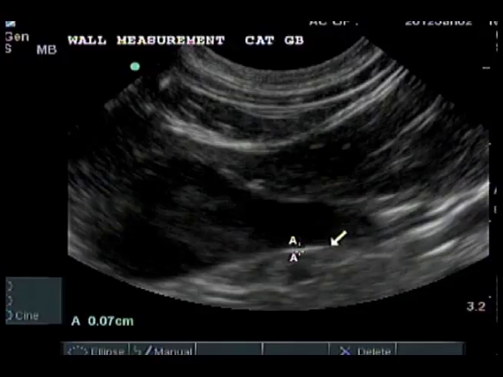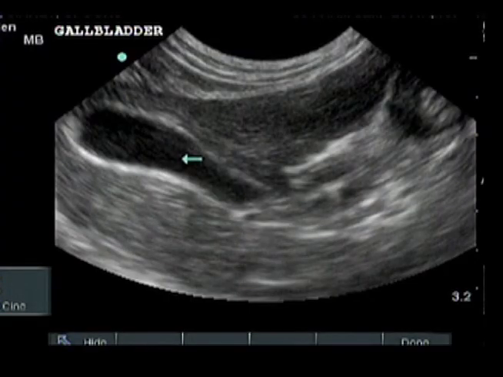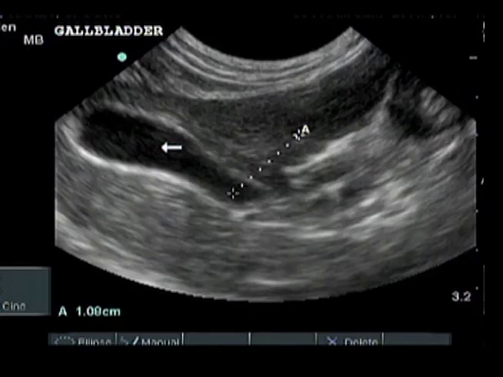Normally, the wall is a thin, flat, hyperechoic or white line. When the gallbladder wall is contracted, it appears rough and irregular, but if measured, it is still within normal limits. When the gallbladder wall is infected, inflamed, or edematous, it will measure greater than 2 millimeters.